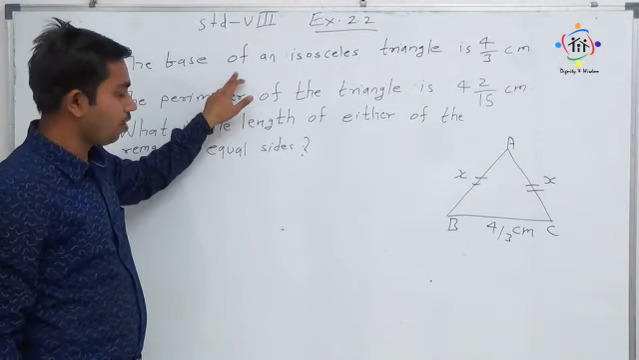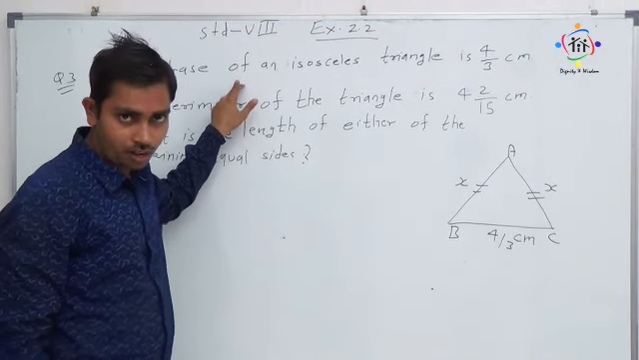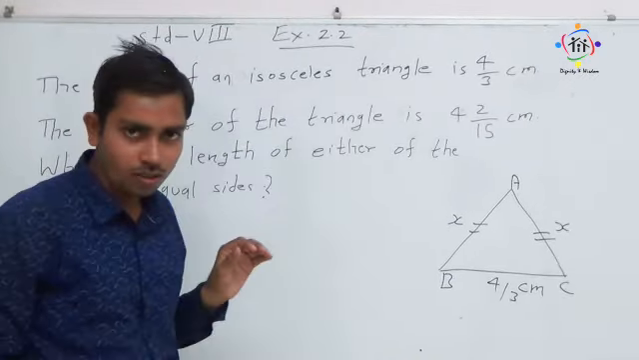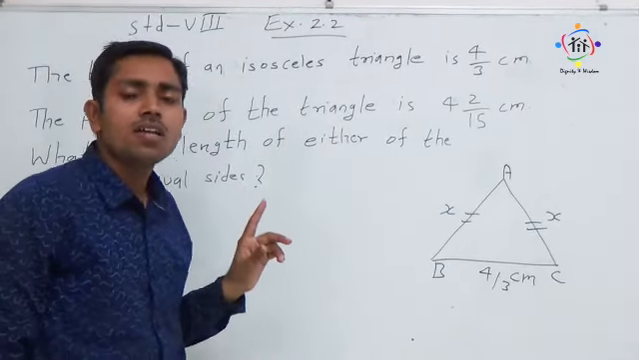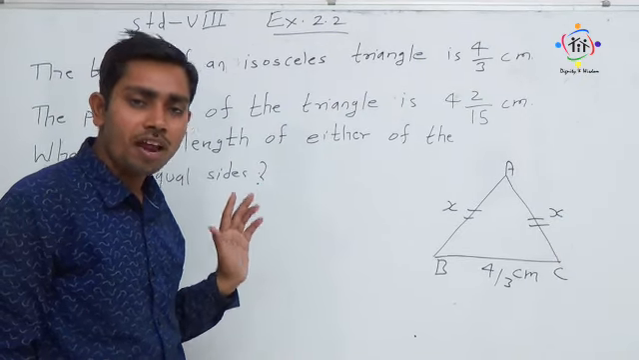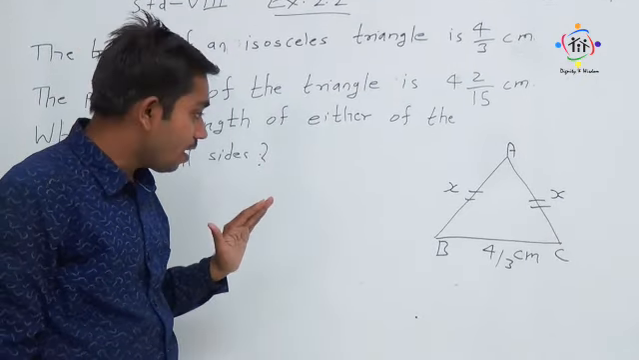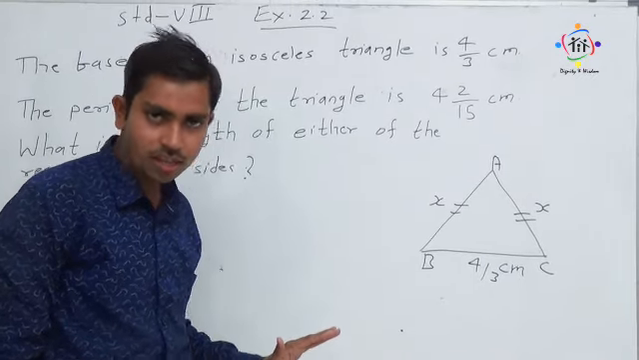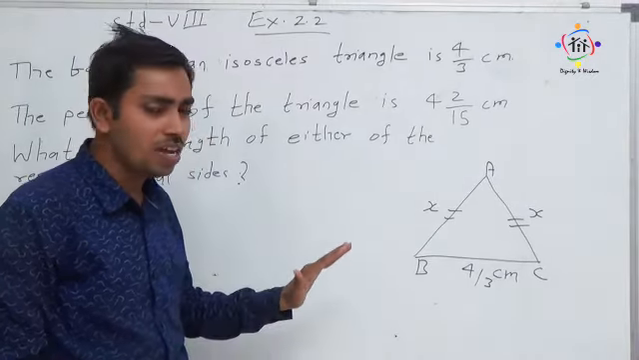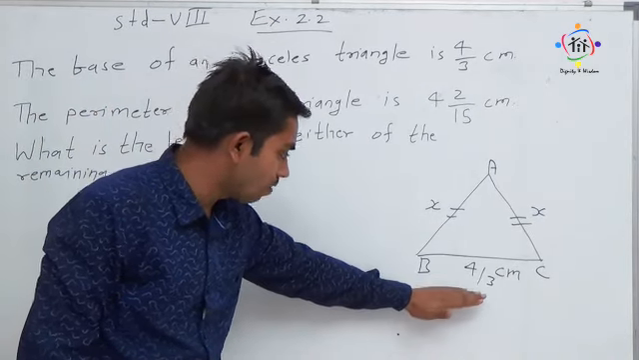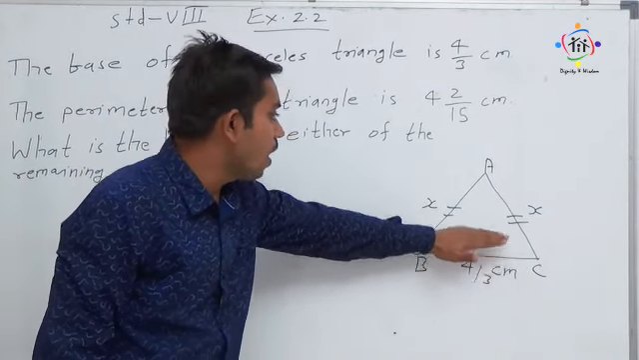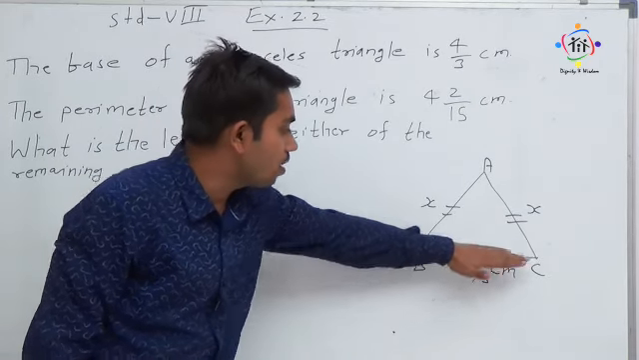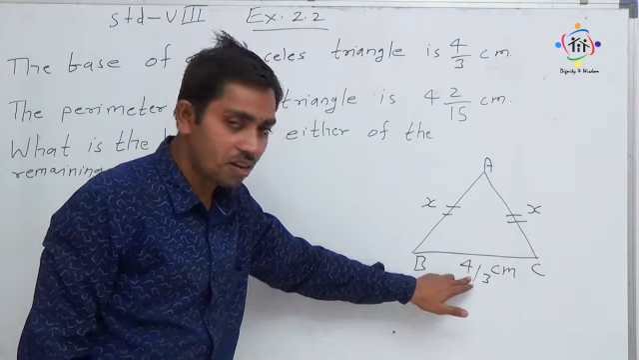The base of an isosceles triangle is 4 by 3. So there is an isosceles triangle given and its base is given 4 by 3. What do we mean by base? Usually the side which we write at the bottom is called the base. So here, my dear students, I am assuming the isosceles triangle ABC with base BC, which is given 4 by 3.